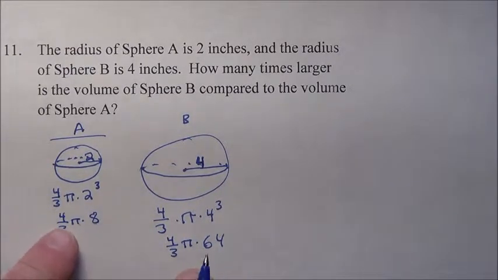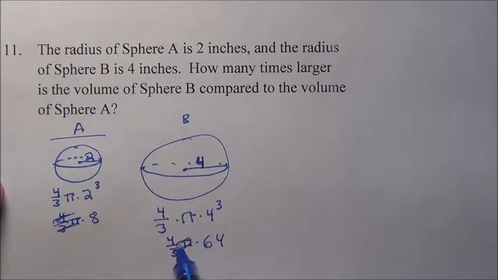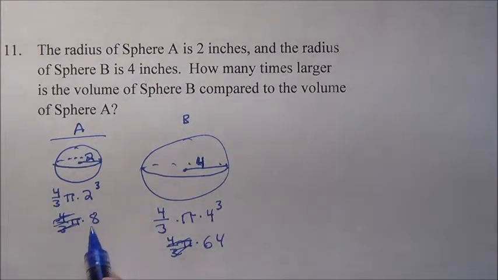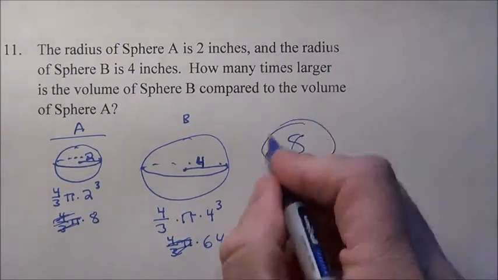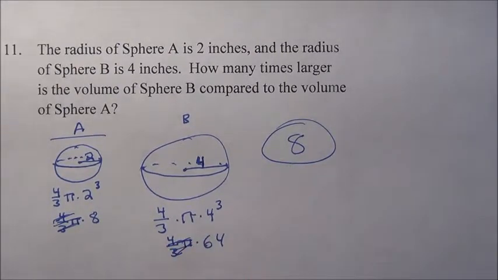Now notice they both have 4/3 pi, so that's not going to make any difference. So you could just look at this like an 8 and this one like 64. How many times larger is 64 than 8? Well, 64 divided by 8, the answer is 8. Sphere B is 8 times larger.